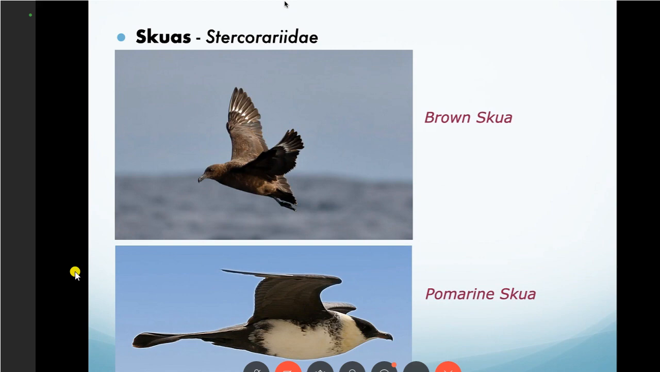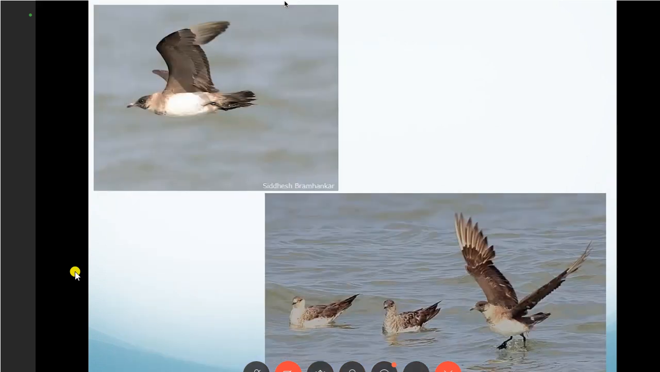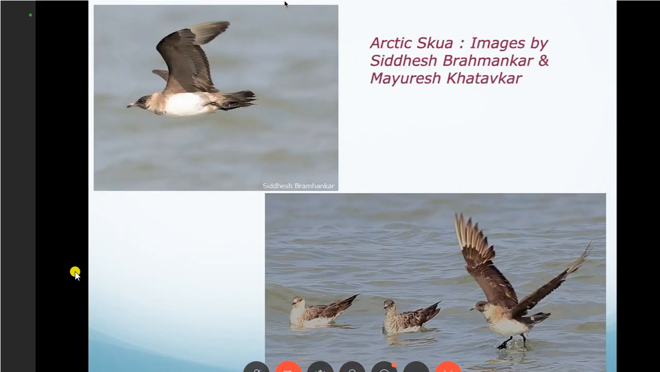Something very similar that we get is the Arctic skua, or what we call the parasitic jaeger. Over here on the top left, the image is by Siddesh, and this flock down below is the image by Mayuresh. Down below you can see these 3 birds, and looking at them, you can actually see that the 3 birds are aged differently.